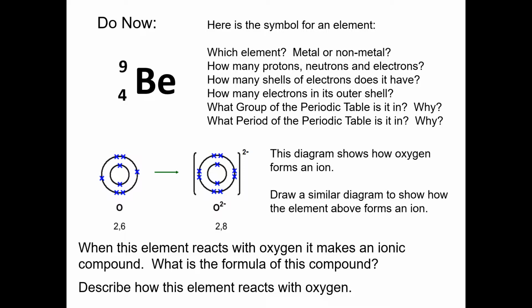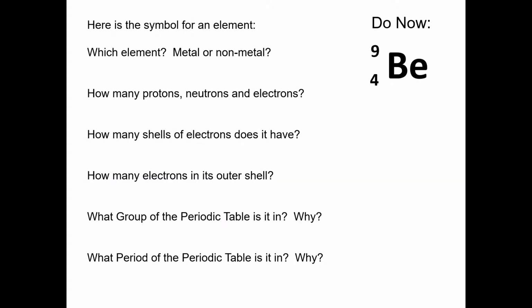Okay, hopefully you didn't find that too difficult. Let's go through those answers. So if we look at our periodic table, we'll see this towards the top left. This element is called beryllium. It is a metal. Using our knowledge of those numbers and what they mean, that tells us there are 4 protons, 5 neutrons, and 4 electrons in this atom of beryllium.